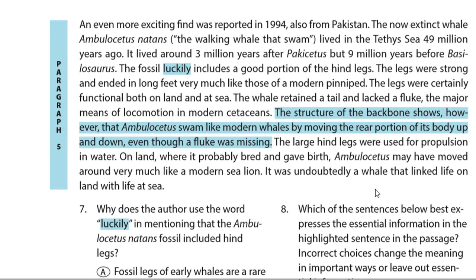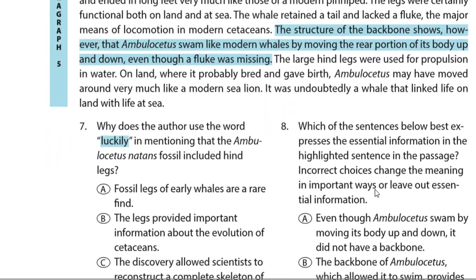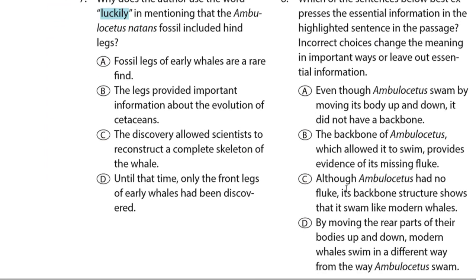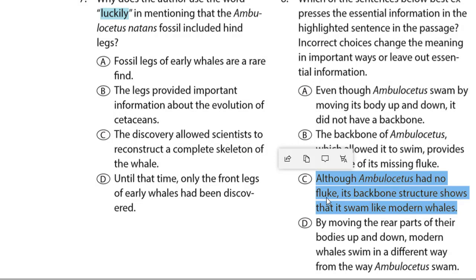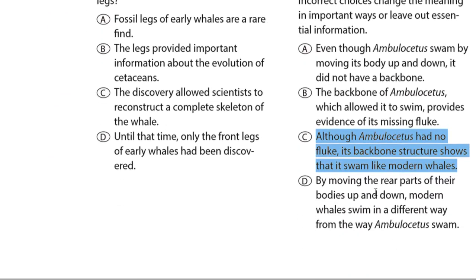It did not allow it. It's only showing something, proving something. So this one is wrong. See, although the Amplocetus had no fluke, its backbone structure shows that it swam like a modern whale. This one is correct. It does not have a fluke. Its backbone structure shows that it swam like modern whales. D. By moving the rear parts of the body up and down, modern whales swim in a different way from the way Amplocetus swam. No, this one is wrong, so the correct answer is C.